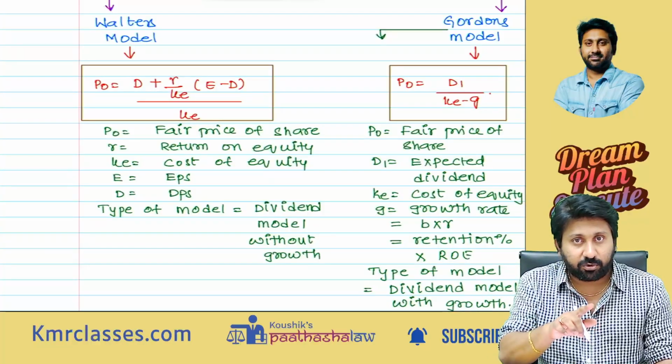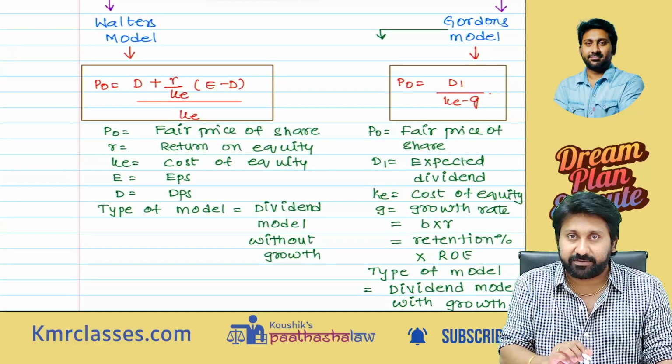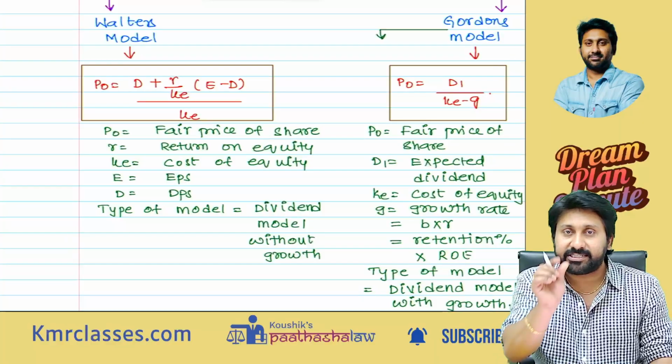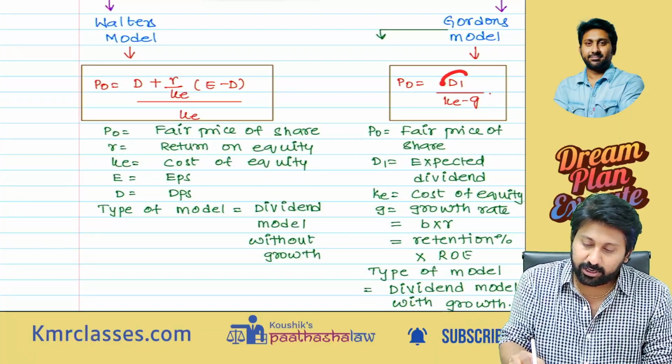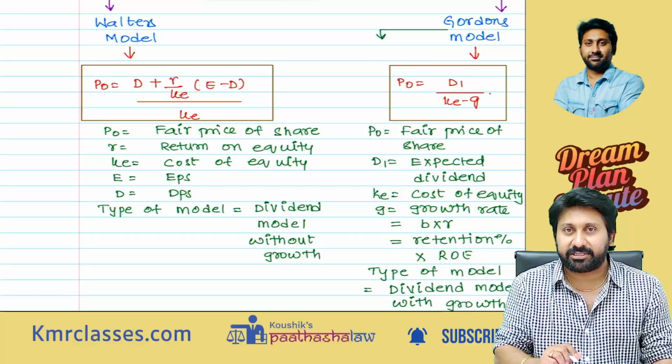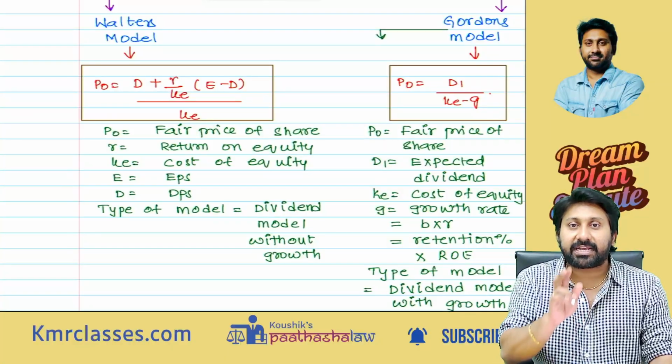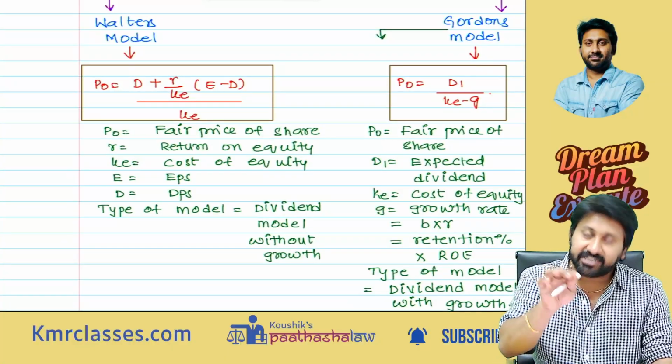If D1 is not given in the question, D1 = D0 into (1 + G). G is called the growth, a constant growth. So D1 means D0 into (1 + G). If the question uses the words expected dividend, the given information itself is D1.